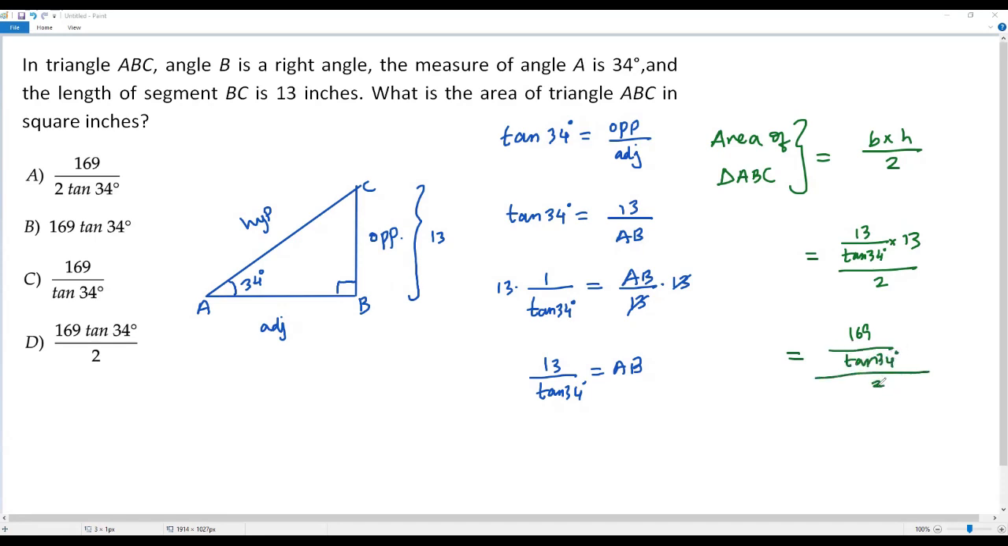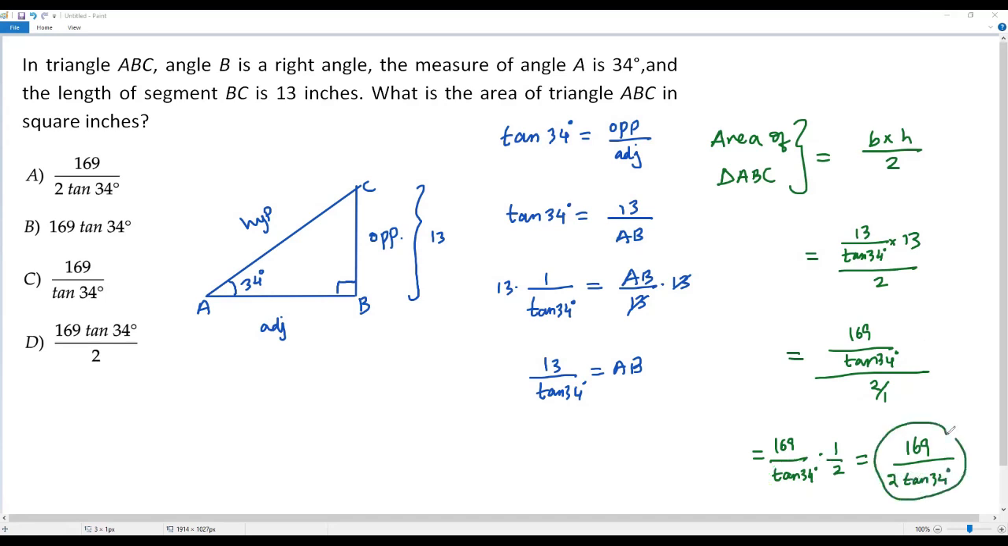Here the denominator 2 can be considered as a fraction by taking the denominator 1. Now, let me write this fraction as it is. It is 169 over tangent 34 degrees. And we can change this division into multiplication, then take the reciprocal of 2 over 1, which will be 1 over 2. Now let's multiply the two numerators. 169 times 1 is 169. And when I multiply the two denominators, I am getting 2 times tangent 34 degrees.